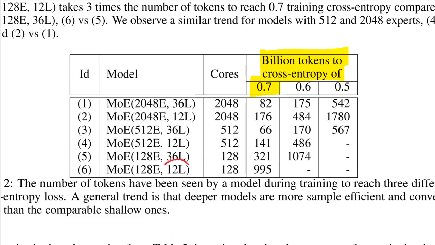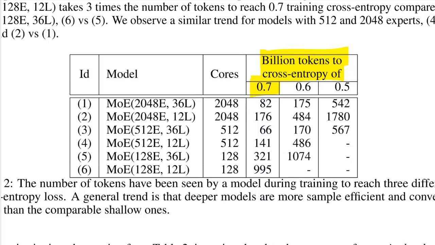So here you go from 12 layers to 36, you gain efficiency. Here you gain. Pretty predictable. If you up the number of layers, you need to see fewer tokens to get to the same cross entropy. And in fact, you can get to a lower cross entropy altogether at the end. We've known this for language models already. The other effect is, of course, what happens if we go not deeper, but wider, if we increase the number of experts, if we increase this sparse computation.